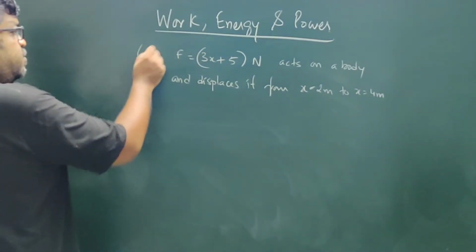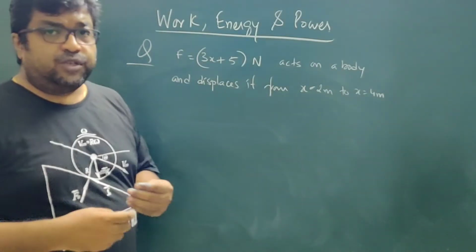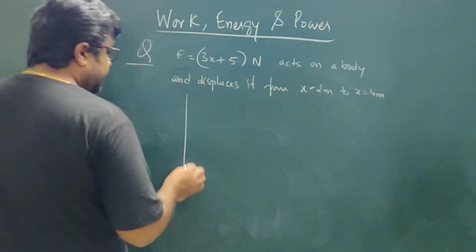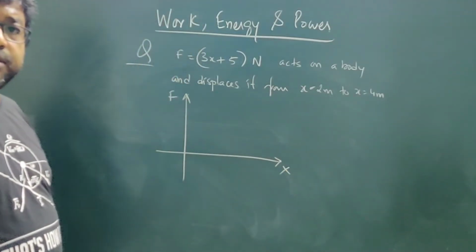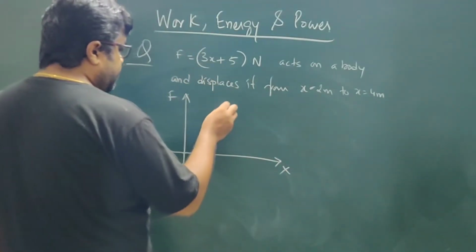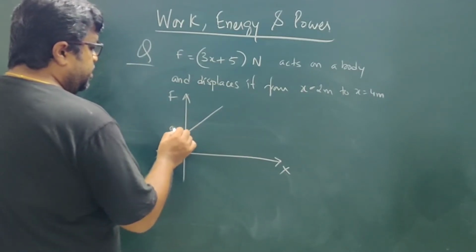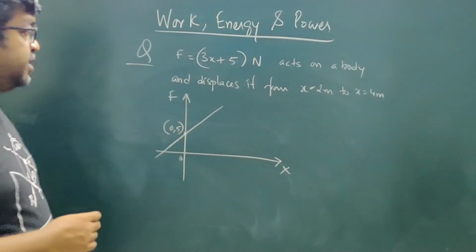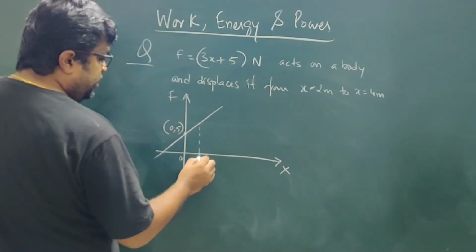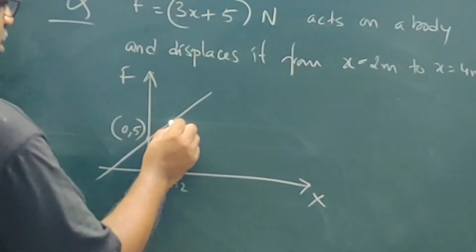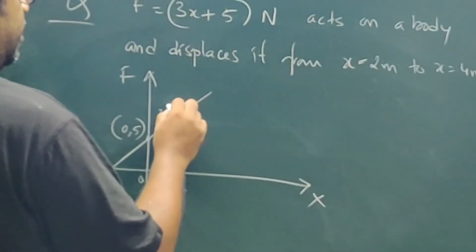Suppose we have to find the work done. We will approach this question in two ways. One is, if you draw a graph, this is F and this is x displacement. So 3x plus 5 means this will be a straight line. This is the origin, so this point will be 0, 5. Now x equal to 2 meter to x equal to 4 meter. If I take this as x equal to 2, the coordinate becomes 2 comma, 3 times 2 is 6, plus 5 is 11. So 2 comma 11.